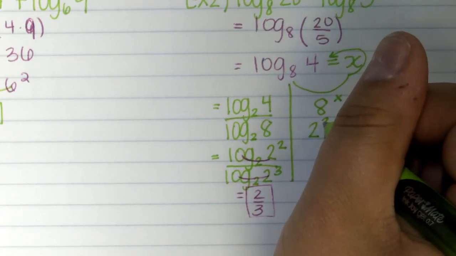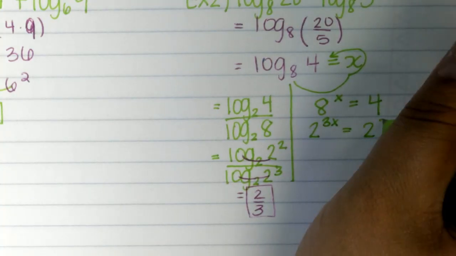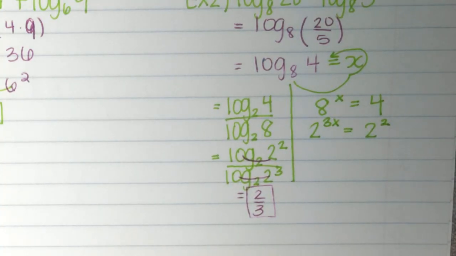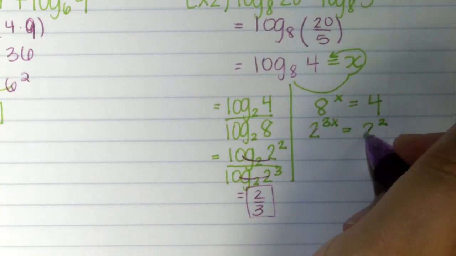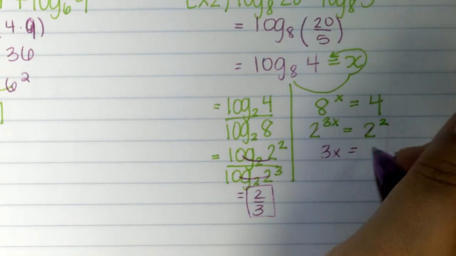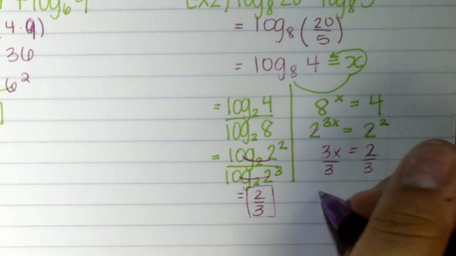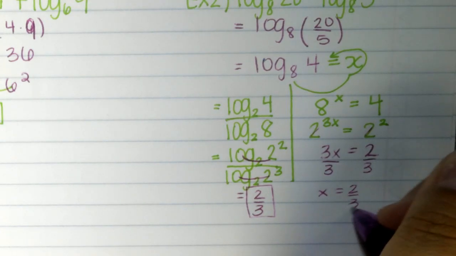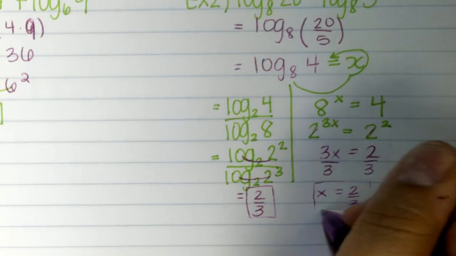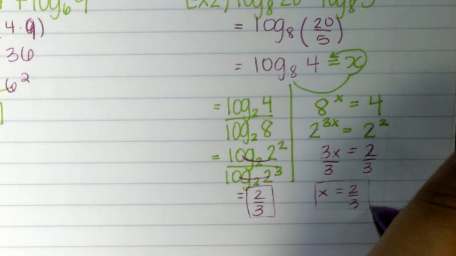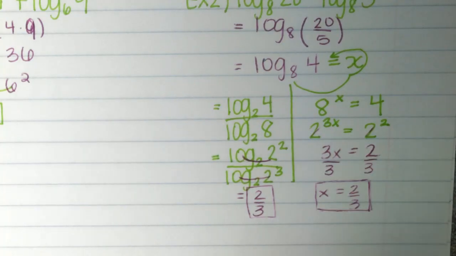This becomes 2 to the 3x equals 2 squared. Three x equals 2. Therefore, what does x equal? Do y'all agree? Either way, we got the same answer? Do you have a preference? So it's up to you. Whichever way you like, you can do.